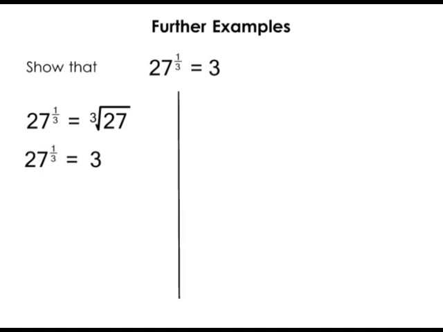Alternatively, you can express 27 to base 3. That will be 3 raised to power 3 and then everything raised to power 1/3. From the rule of power of powers, we shall multiply the powers. So 3 raised to power 3 times a third is equal to 3 raised to power 1, which is equal to 3. And therefore we have proven that 27 raised to power a third is equal to 3.